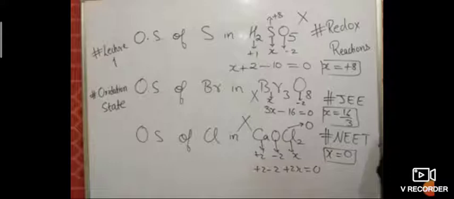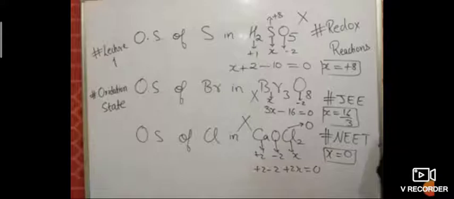Oxygen, you know, is -2. So how many oxygen atoms are there? 5. So 5 into -2 is -10. So you have to calculate for x. So x plus 2 minus 10 is equal to 0, so x is equal to plus 8. So in this, the oxidation state of sulfur is plus 8.